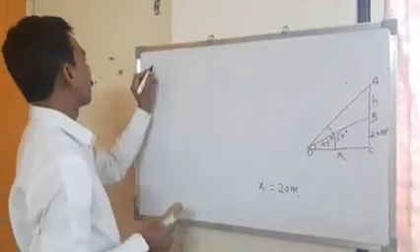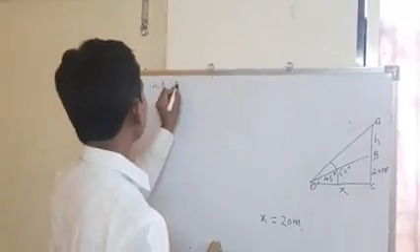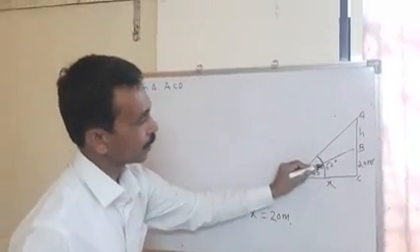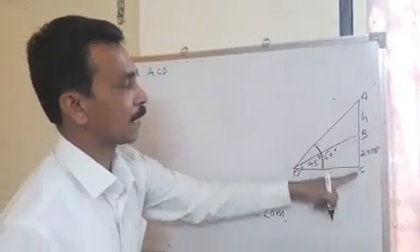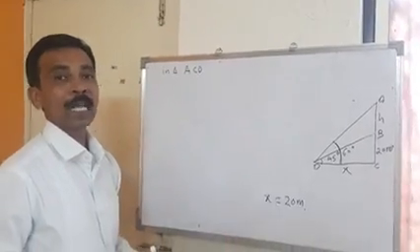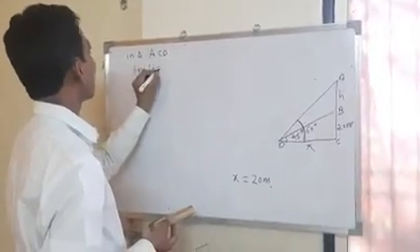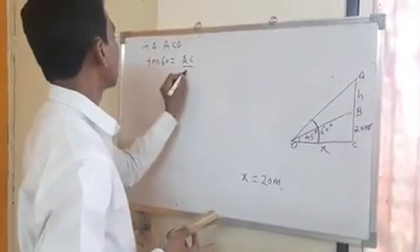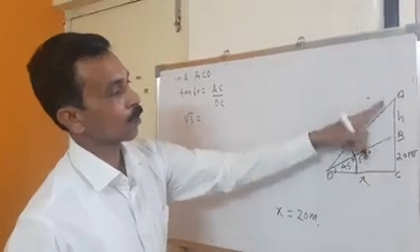Now I'll take the big triangle. In triangle ACD, what is the reference angle? See the reference angle, 60 degree. This is the reference angle. What is AC? Opposite. What is CD? Adjacent. Means what? Tan, because opposite upon adjacent is tan. Tan 60 is equal to AC upon DC. What is the value of tan 60? Root 3.